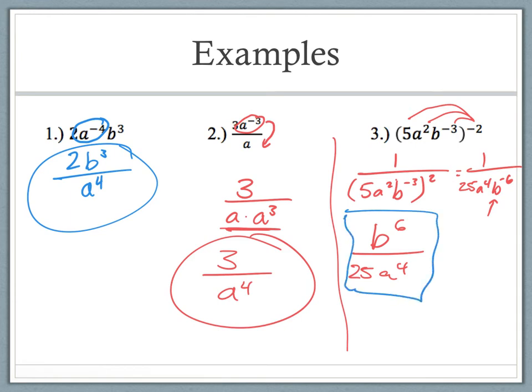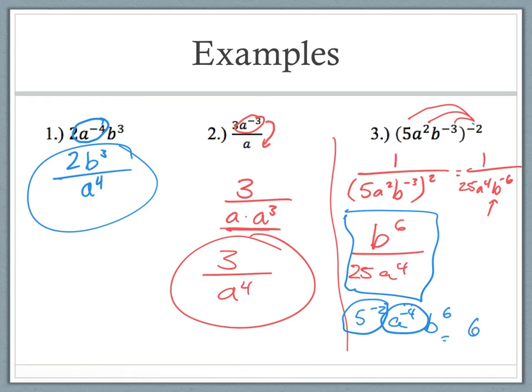Now, another thing that you could do is you could give that exponent to everything right away and say, okay, this is going to be 5 to the negative 2 power, a to the negative 4 power, and then b to the positive 6 power. And then we would have to flip these two and make them positive, which would give us the same thing.